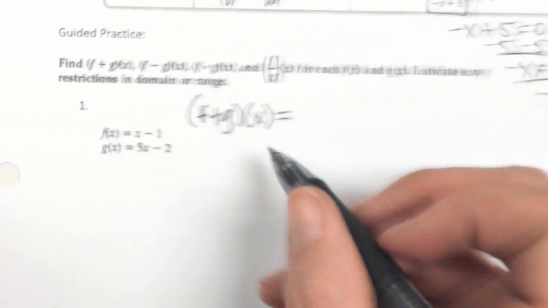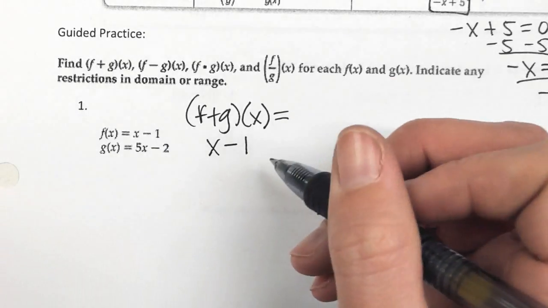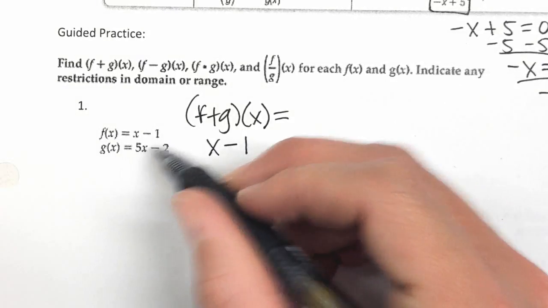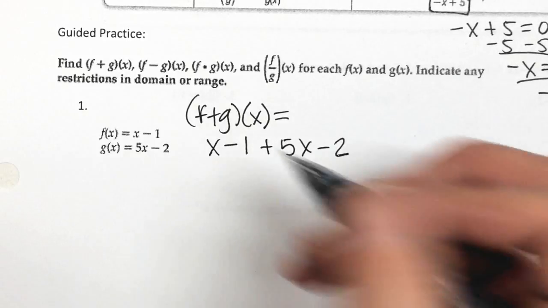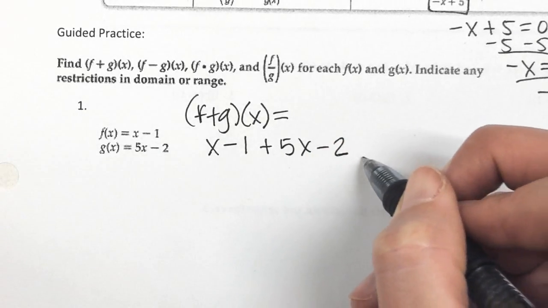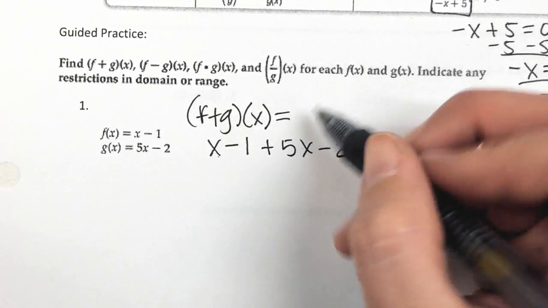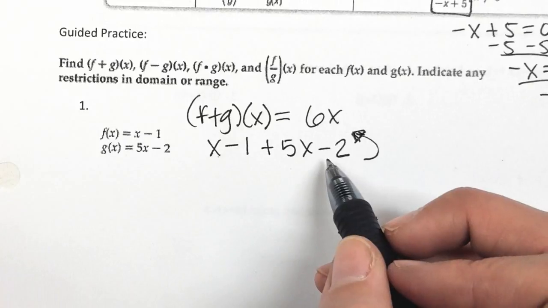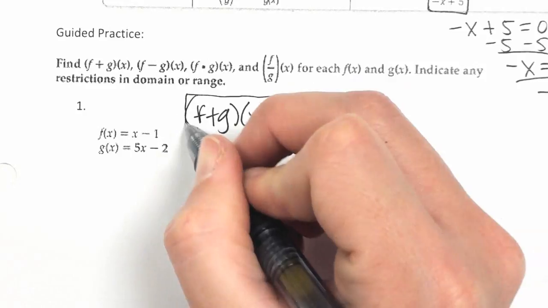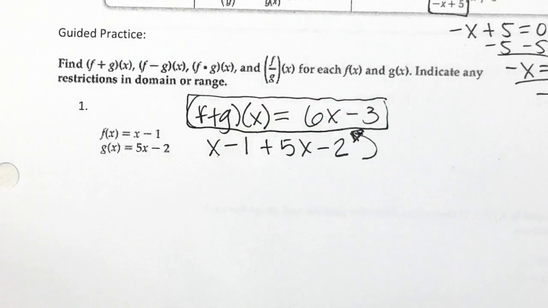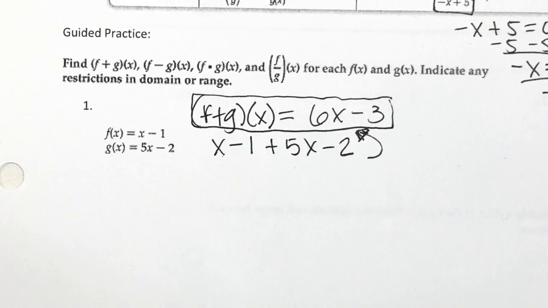So what function are we supposed to put first? Good. Our f function, which is x minus 1. And then we're adding, so we put plus what? Good. And now all we have to do is clean it up. So my like terms are going to be x and 5x. That makes what? And then what's negative 1 minus 2? That's it. Questions? Easy enough?